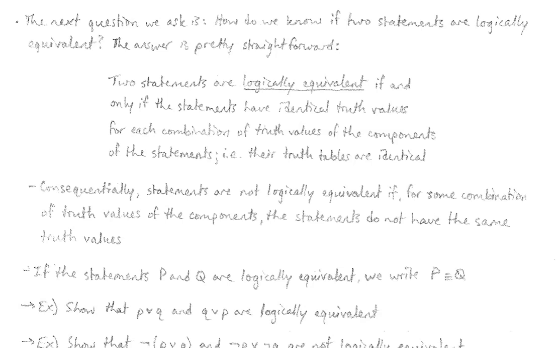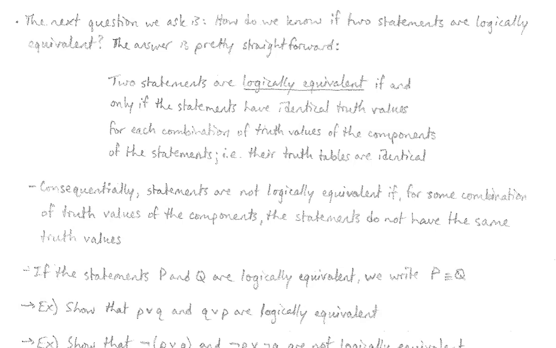We're going to continue on that video, and we're going to kick it off by talking about two logical forms or two logical statements being logically equivalent. And the big question is, how do we know if two statements or two forms are logically equivalent? Well, we determine if they're logically equivalent or not through the use of a logic table or a truth table. And the answer is fairly straightforward.